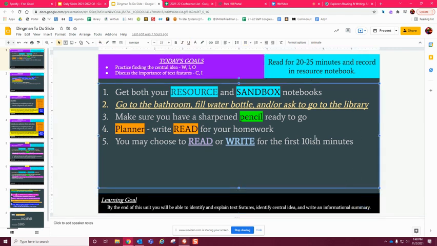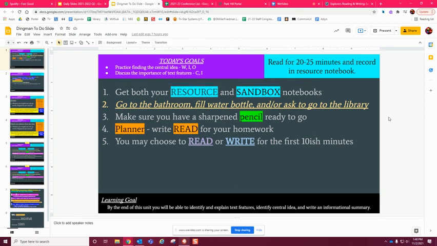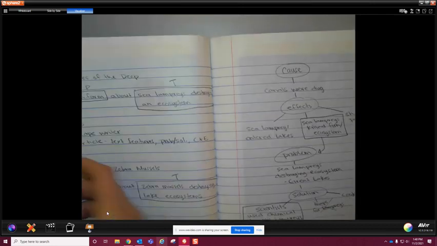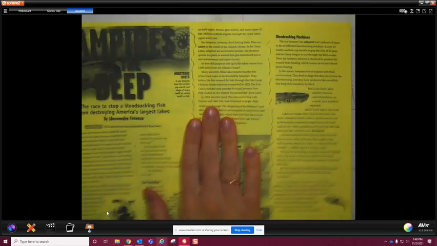Okay. But for today, we practiced how to find the central idea, and we used our sandbox and went to the different types of mentor texts that we have there. So I'm going to show you that really quickly. We did 3 different mentor texts today, and we found the central idea. And so the first one that we ended up doing is Vampires of the Deep.